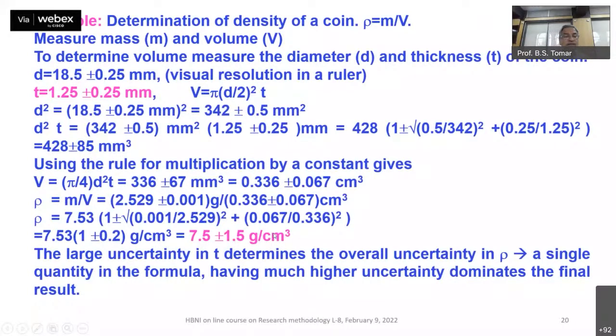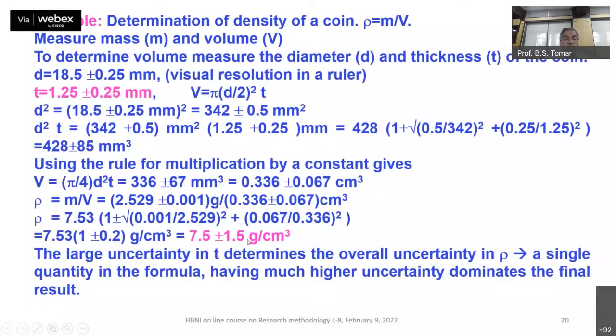Now you see here why this has been rounded, because the error is very, very high. On 7.5, you have got 1.5 as uncertainty. So why has this uncertainty come? Because of uncertainty in T. You see that the thickness of the coin is very uncertain. 1.25 plus minus 0.25. That is almost 25% uncertainty.